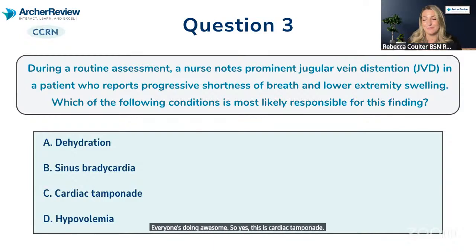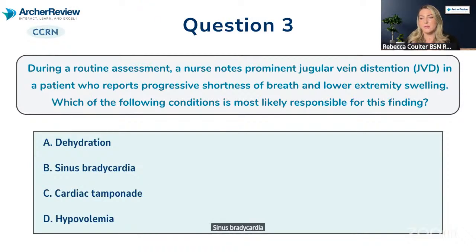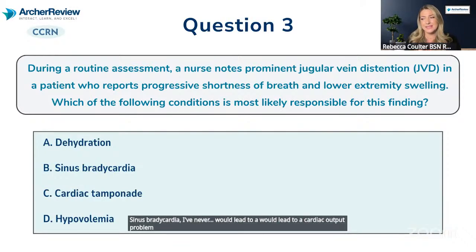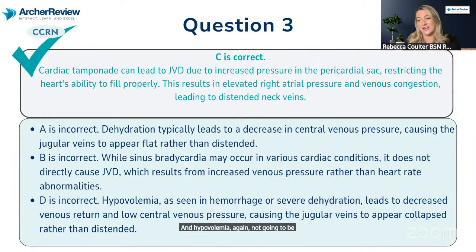So yes, this is cardiac tamponade. Answer is C. So what triggered that we thought this was cardiac tamponade? Well, first we can knock out answer choices a lot easier with this one. We know when we've got jugular venous distension, we're probably not dehydrated. Sinus bradycardia could potentially lead to a cardiac output problem, but is not typically associated with our jugular venous distension. And hypovolemia, again, not going to be a symptom for JVD.